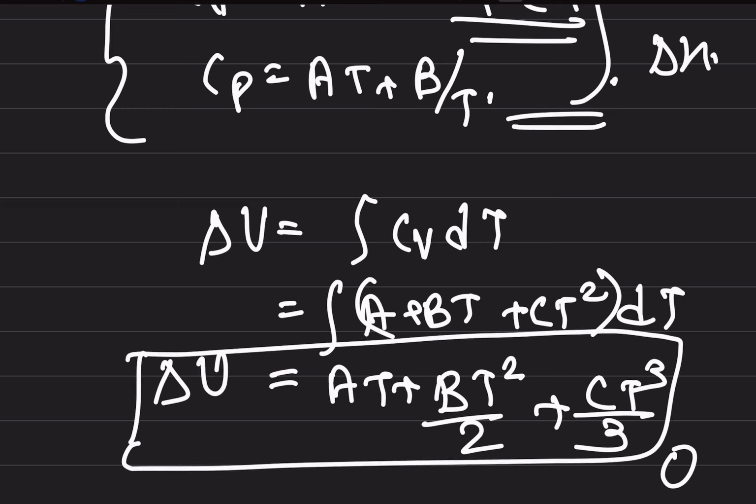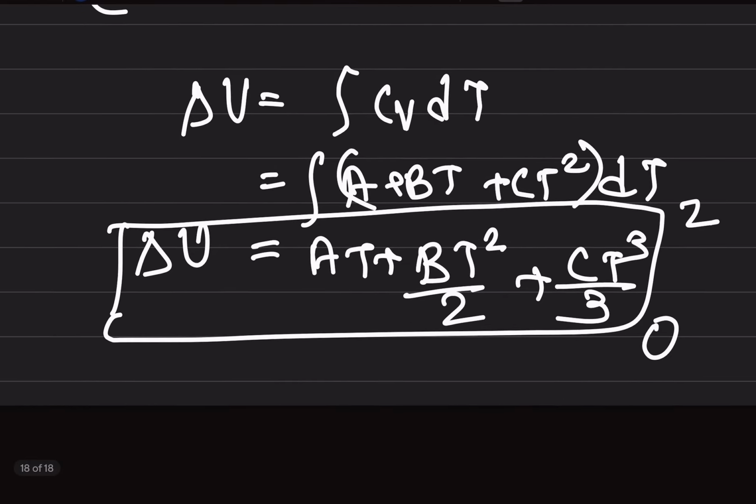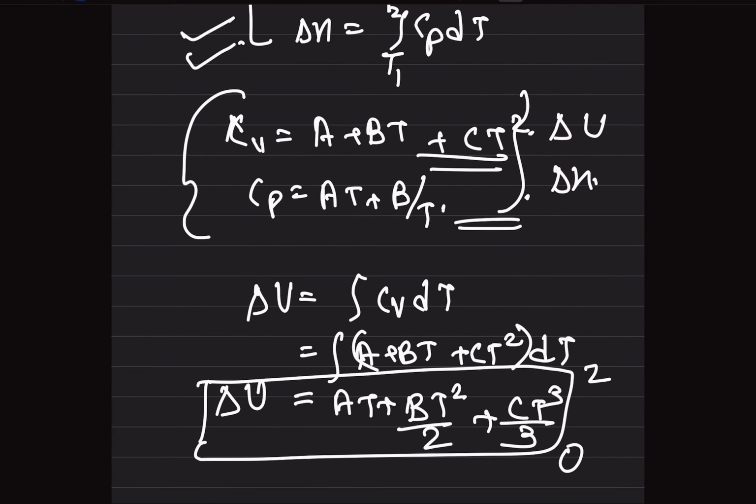Suppose the temperature is from 0 to 2 degrees Celsius. So how will we put in 0 and 2? If we put 0, we get 0. If we put 2, we get 2a plus 4b by 2 plus 8c by 3. So this is how we get delta U.